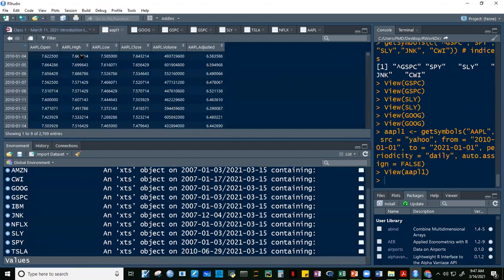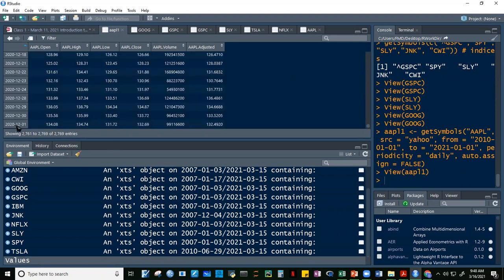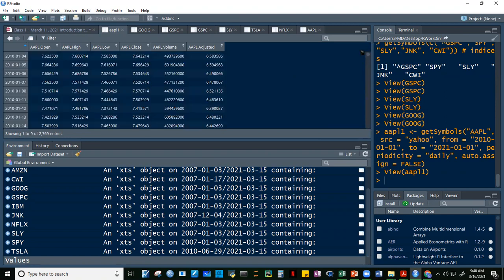So we open AAPL1 and we have this. Okay, so that's from January 4, 2010 up to December 31, 2020. So that's ilang years yan of stock prices, guys?